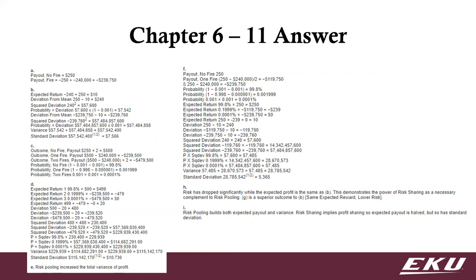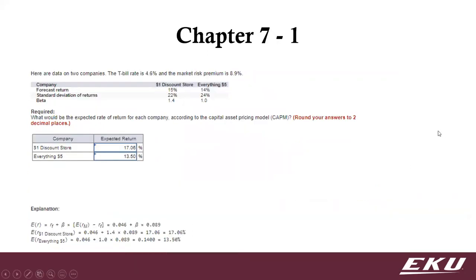And this is it for chapter 6. Here's chapter 7. So here's two companies. They told us the risk-free rate. They tell us what the market risk premium is, right? So then we can back out what the rest of these look like, because we have our beta, we have the forecast returns, so we have everything we need to be able to calculate what those expected returns would be under CAPM, assuming CAPM holds, right? So that's this formula.